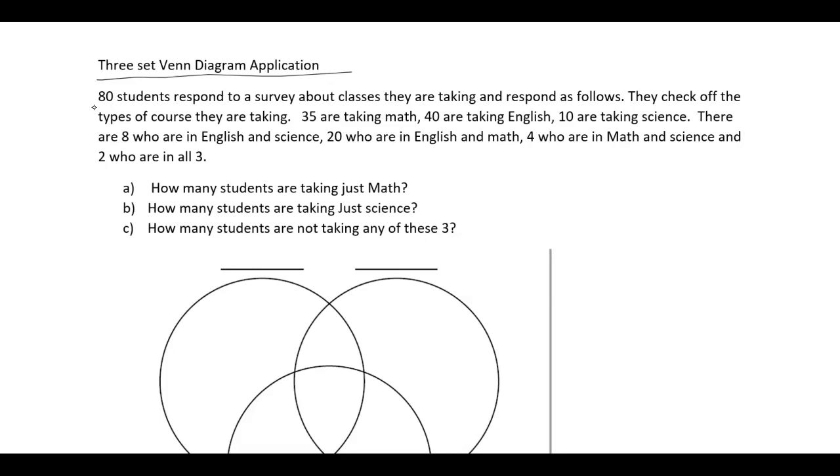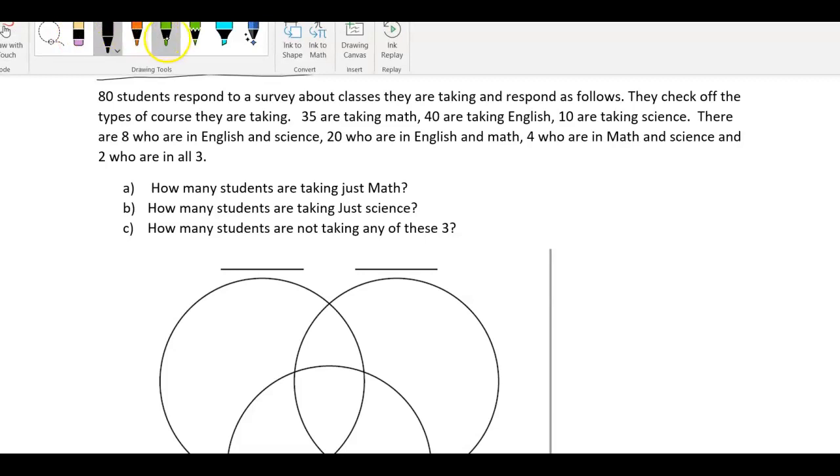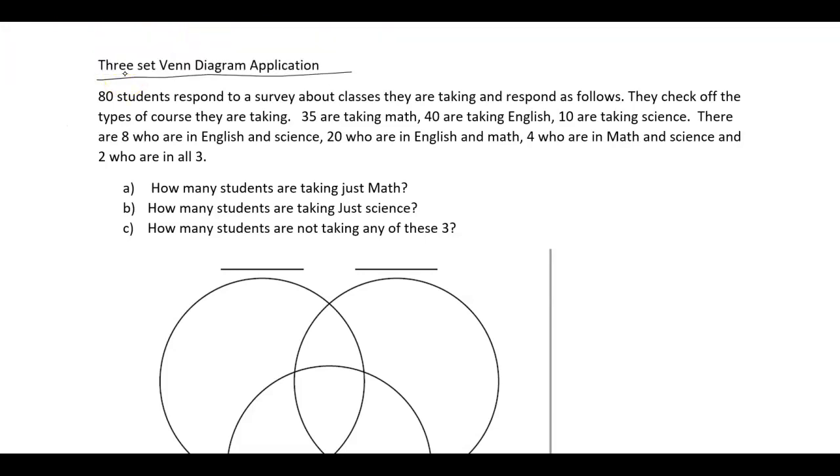where to start. So in this problem, 80 students respond to a survey about classes they are taking. They respond as follows. When they respond, they check off the types of course they're taking. There's a form: check if you're taking math, check if you're taking English, check if you're taking science. If you're not taking any of them, you turn it in blank. Let's pretend it's that way. That might help you understand the context a little. So there were 80 students who responded, and some of them responded maybe without having anything checked off.